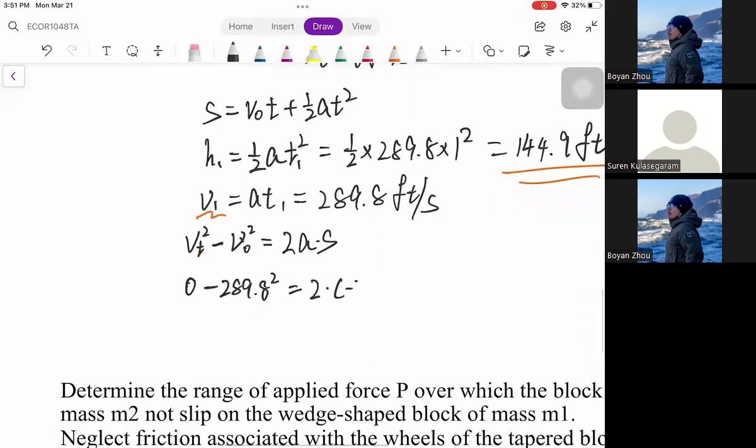So who wants to say that number? No, it's in empirical units. Yeah, but we're in feet per second squared.